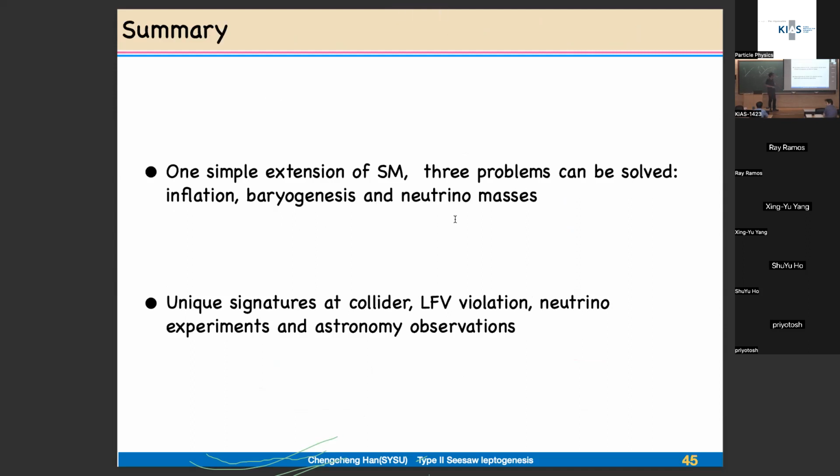Okay, this is a summary. We have one model where we just add one particle. We explain three problems, and there are so many signatures, so we can check this model. Okay, that's all.